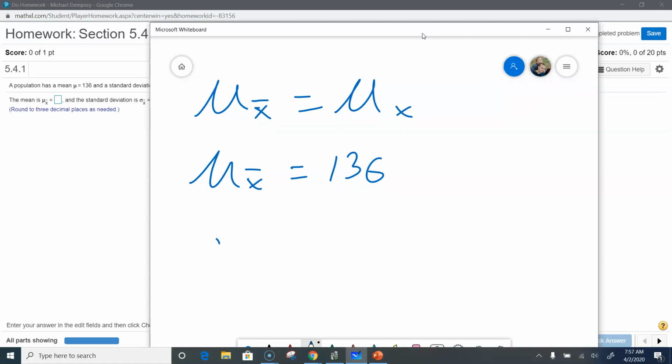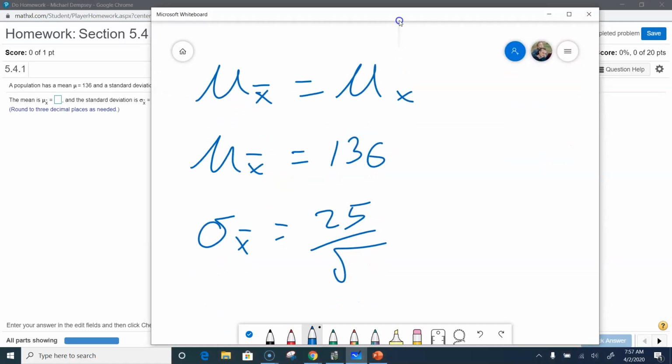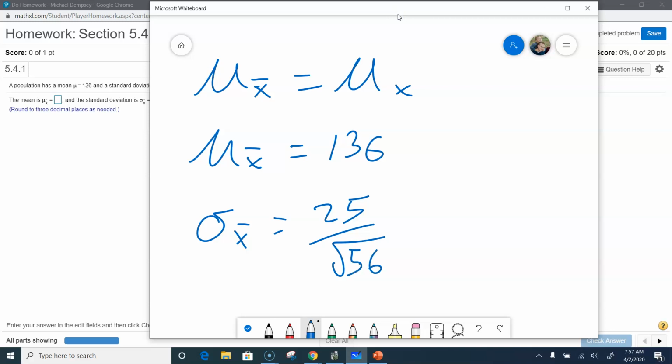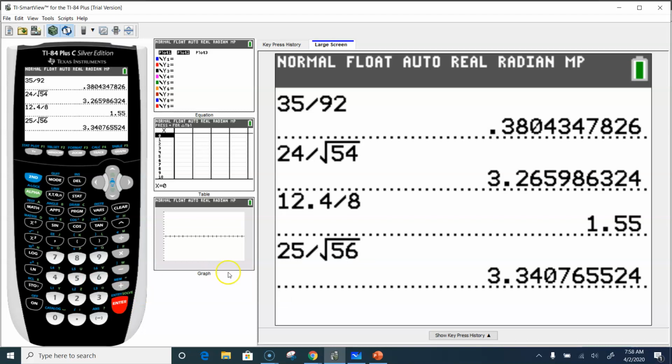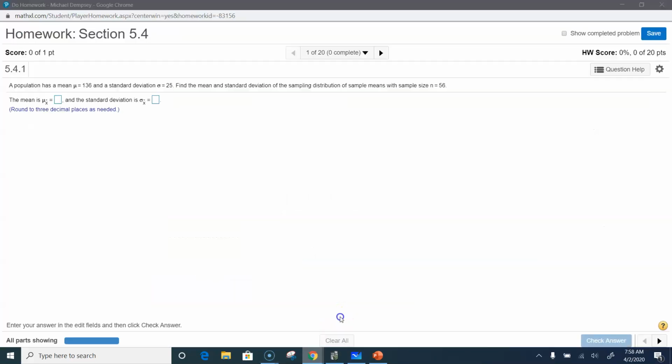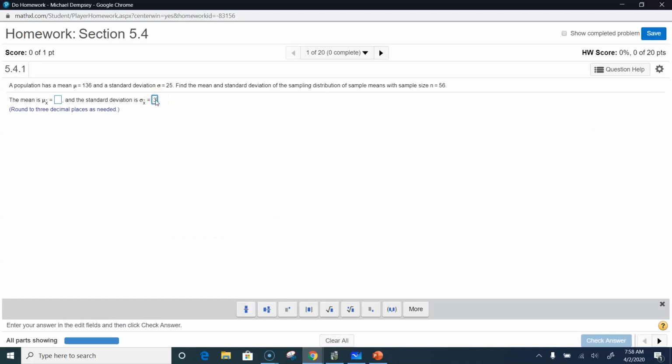So I have a population standard deviation of 25. That's going to be smaller. I have to divide that by the square root of my sample size, which is 56. So I'm going to have 25 divided by root 56, and I get 3.341 if I go to 3 decimal places. And like we said, the mean is not going to change, it's just 136.